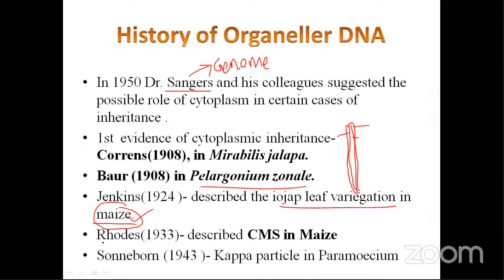And the next thing is Rhodes. Rhodes reported the CMS in maize. Here the scientist is very, very important, because it is cytoplasmic male sterility. Anything related to male sterility, mostly they ask in the exams. Okay. Correns and Rhodes, Rhodes has given the term CMS in case of maize.